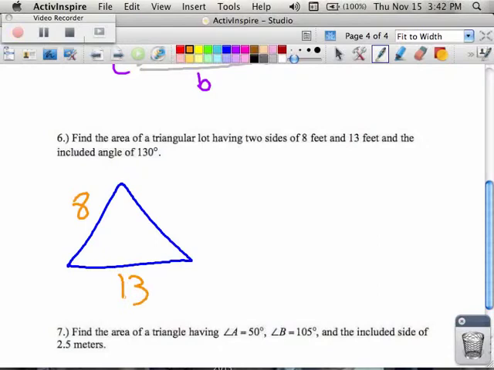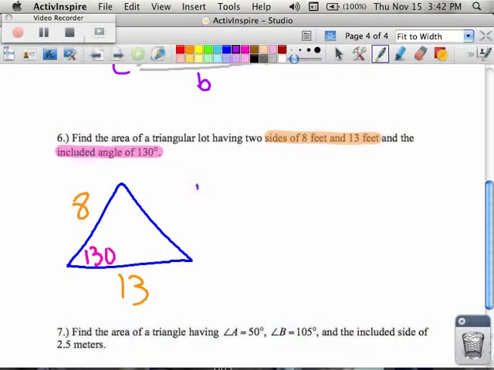They didn't tell me where to put them. So here are my sides that they were talking about, 8 and 13. And then they say I also have an included angle of 130 degrees. Now included means in between the 2 sides, so that would have to be this angle. And that's because they said it was included. So now if I want to find the area of this particular triangle, here's how I find it.